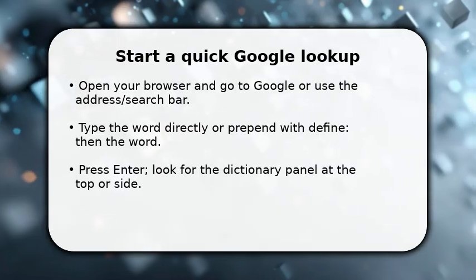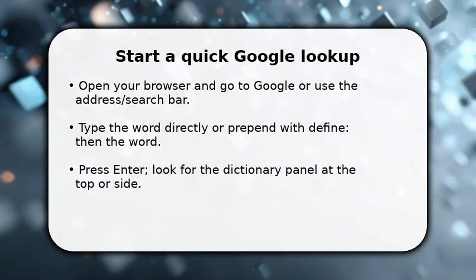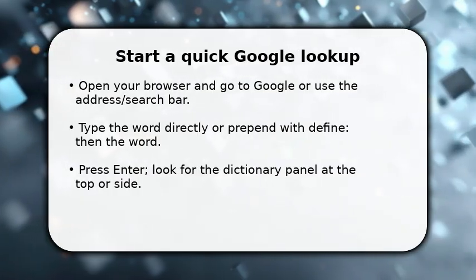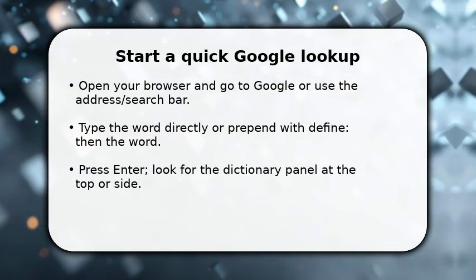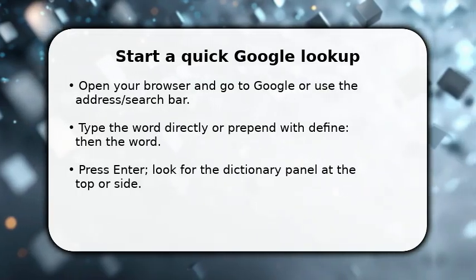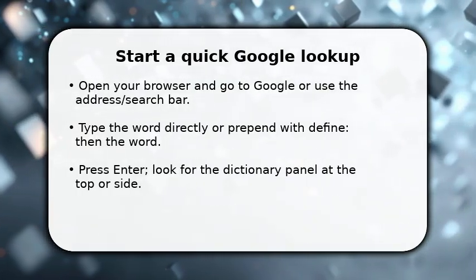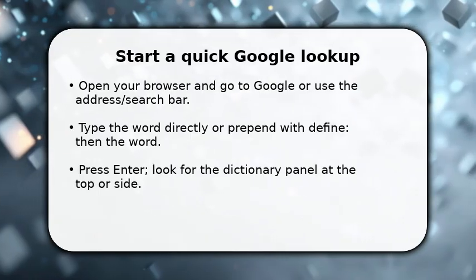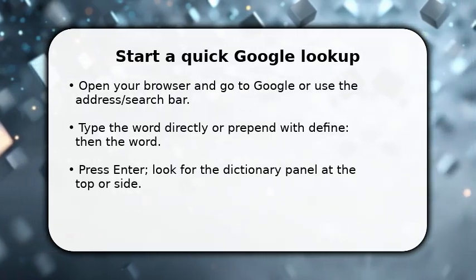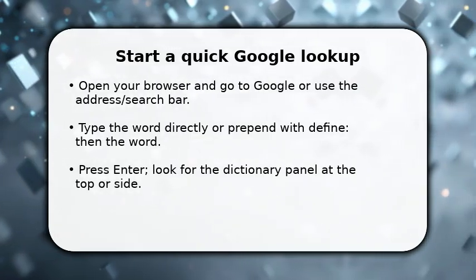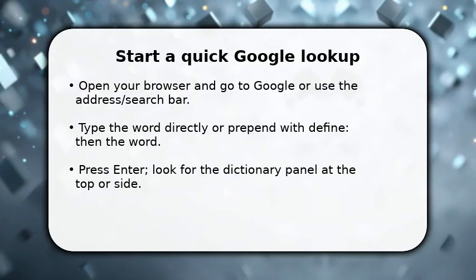You begin by opening Google or using your browser's address bar. This saves time. Type the target word or type define, followed by the word to trigger a dictionary panel. Once done, scan the panel for a concise definition, part of speech, and example sentence. Make sure to listen to the pronunciation icon if you need the spoken form.